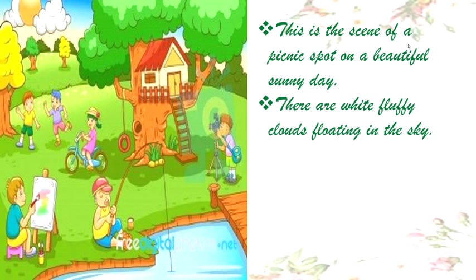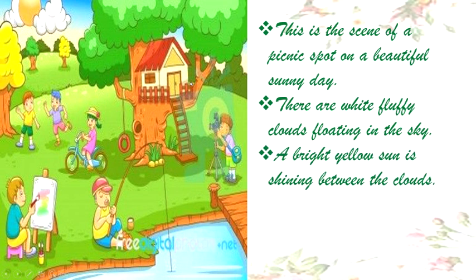There are white fluffy clouds floating in the sky. Now can you see the white fluffy clouds over here? Yes. And I have supplied the adjective white fluffy. Okay. Next, a bright yellow sun is shining between the clouds. So the viewer or the listener who reads about our picture will get a fair idea that between the clouds the sun is shining and it is bright yellow. Okay, let us see next.